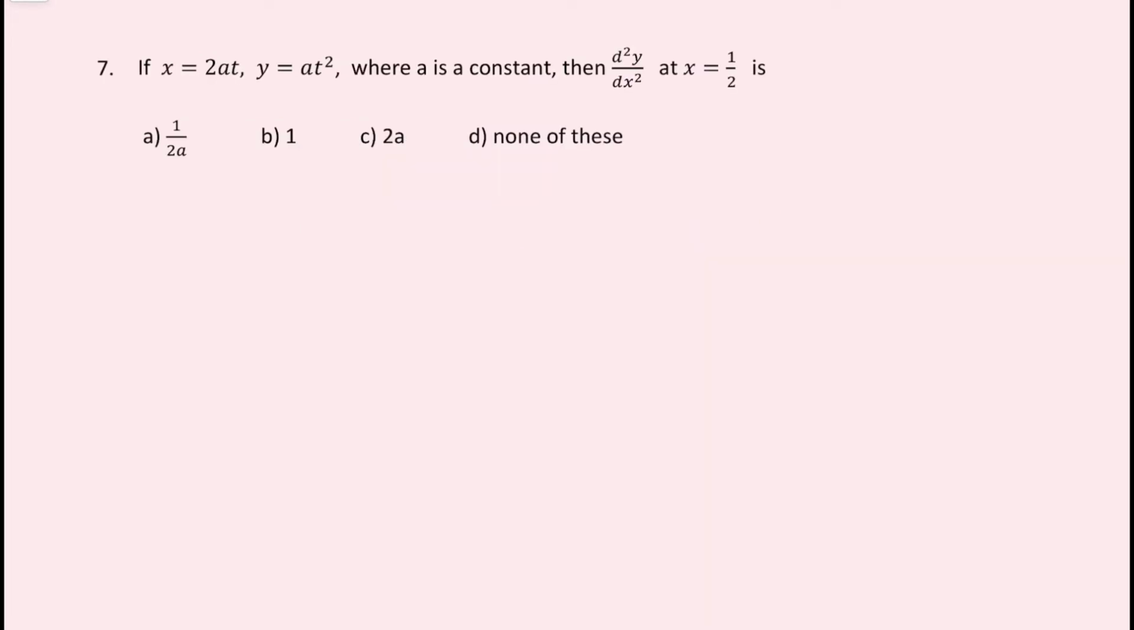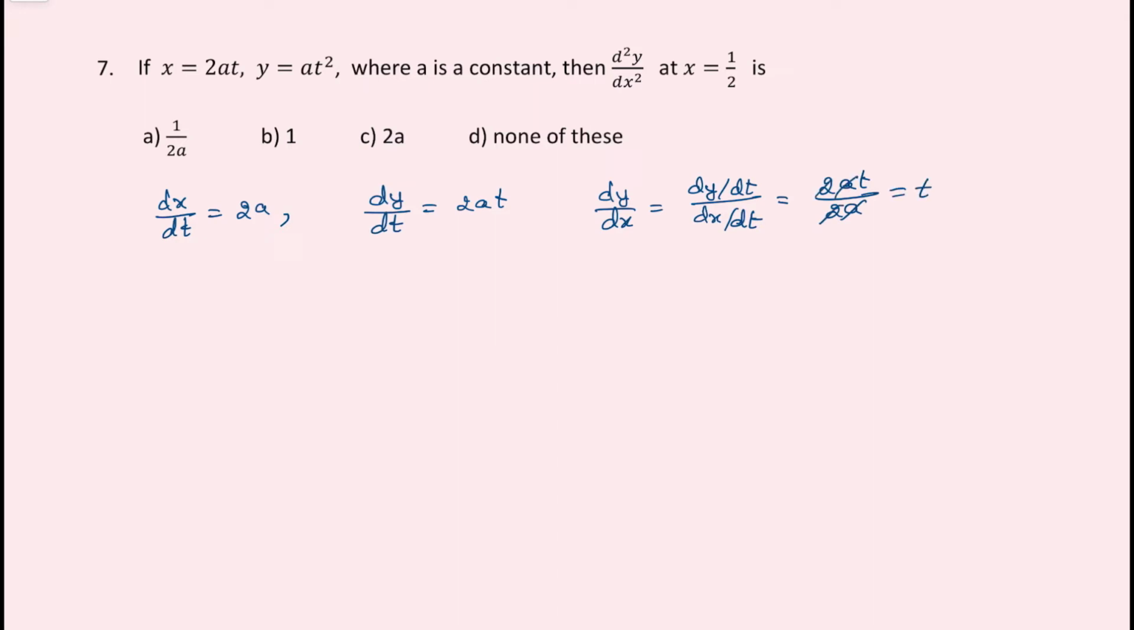Question number 7. Again, parametric equations we have, but the second order derivative we have to calculate. Second order derivative of parametric equations is an important question. Let us calculate dx by dt, which is 2a. Differentiation is so simple here. dy by dt is 2at. Therefore, dy by dx will be, write dy by dt in the numerator and dx by dt in the denominator. You may go wrong by dividing the other way around. Do it carefully. This is 2at divided by 2a. The answer is t. This is the first derivative.